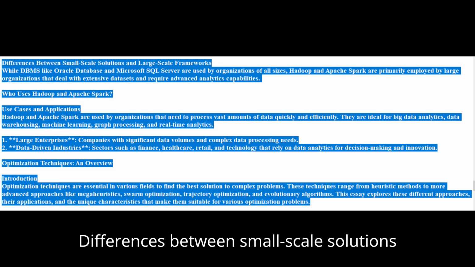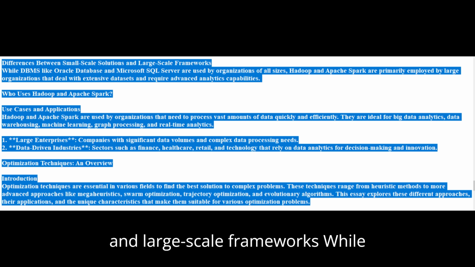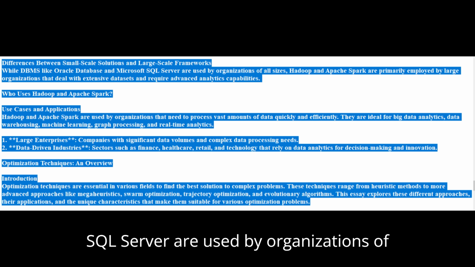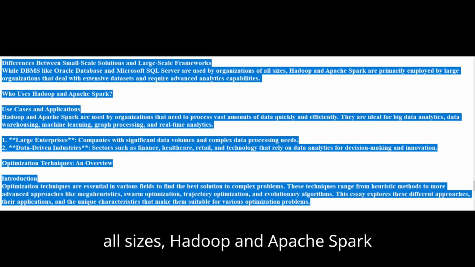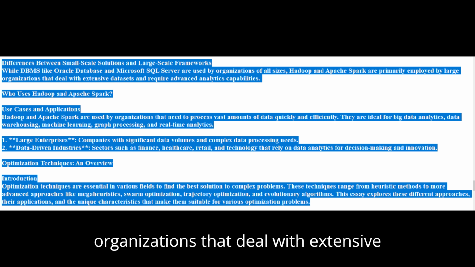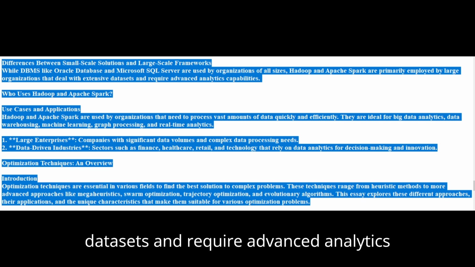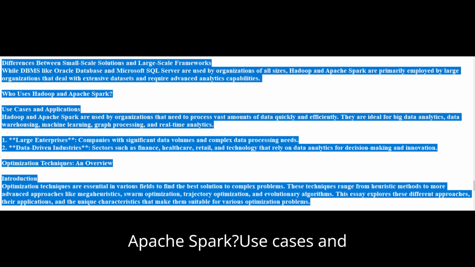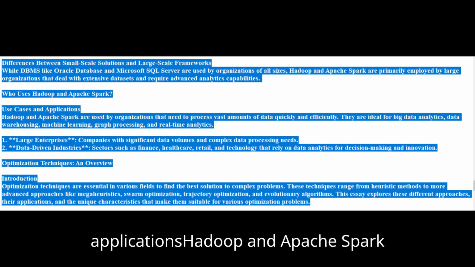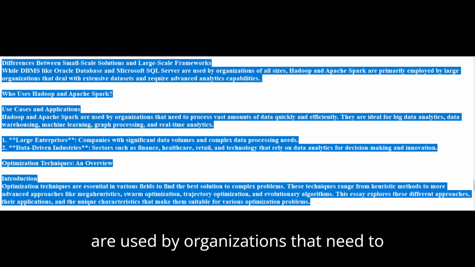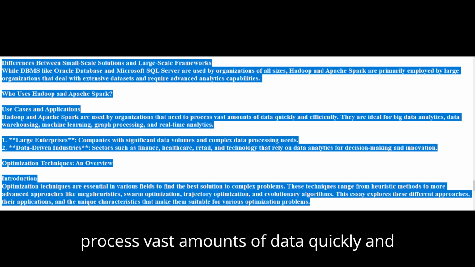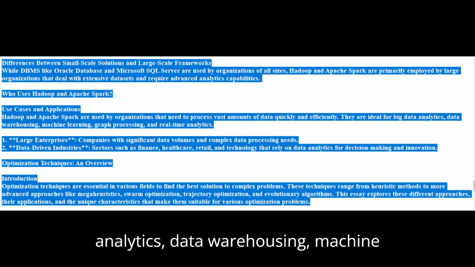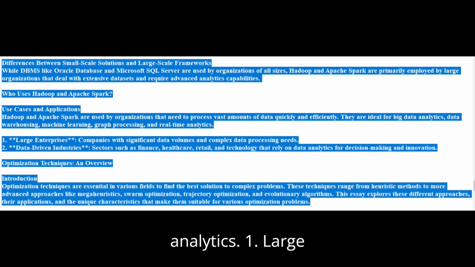Differences between small-scale solutions and large-scale frameworks. While DBMS like Oracle Database and Microsoft SQL Server are used by organizations of all sizes, Hadoop and Apache Spark are primarily employed by large organizations that deal with extensive datasets and require advanced analytics capabilities. Who uses Hadoop and Apache Spark? Use cases and applications. Hadoop and Apache Spark are used by organizations that need to process vast amounts of data quickly and efficiently. They are ideal for big data analytics, data warehousing, machine learning, graph processing, and real-time analytics.